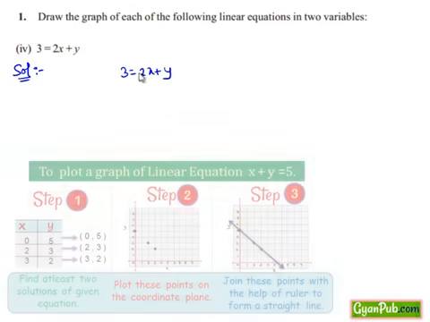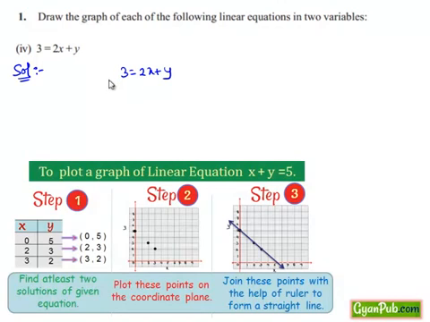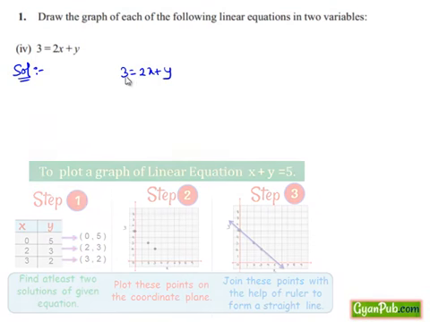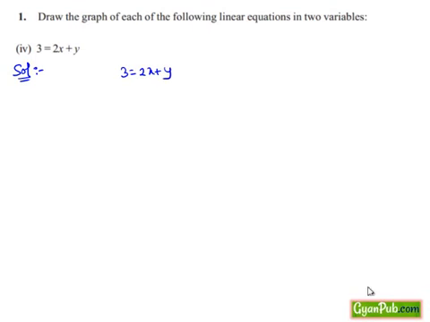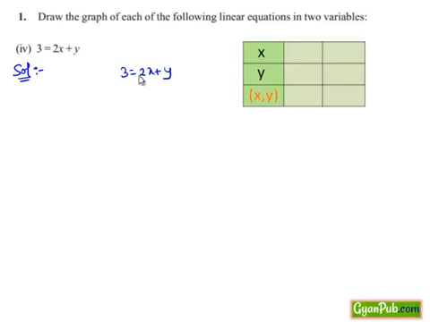To obtain the graph of a linear equation in two variables, it is enough to plot 2 points corresponding to two solutions and join them by a line. Now let us find two solutions of this equation. Expressing y in terms of x, here we get y equals minus 2x plus 3.